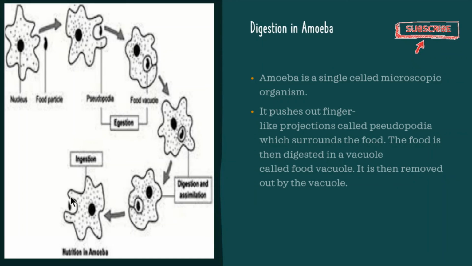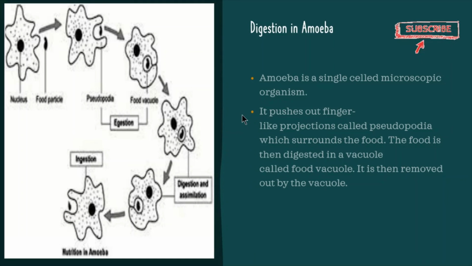As you can see, this is the pseudopodia, and what you can see here is the food. The pseudopodia surround the food, as you can see here. The food is then digested in a vacuole called the food vacuole. It gets trapped in a vacuole where there are digestive juices, where it gets digested, and then the remaining food is removed from the vacuole, the opposite of surrounding it. From that food they get all their nutrients.